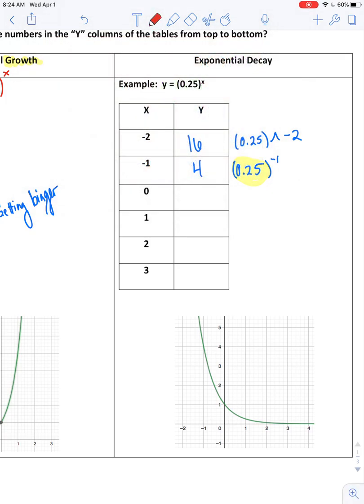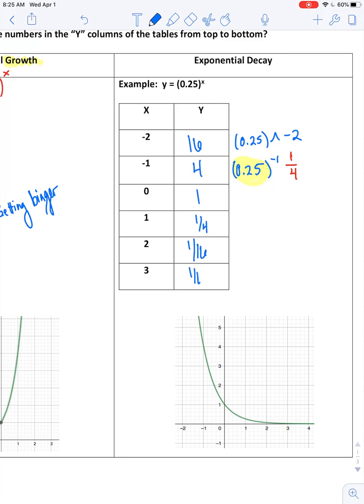And the reason why that's 4 is because this decimal, what's 25 cents? What coin is 25 cents? Well, it's 1/4 of a dollar. And then that negative exponent makes me flip the fraction to get 4 or 4/1. So I'd like you to pause the video, use a calculator if you need to, and fill out the rest of this table.